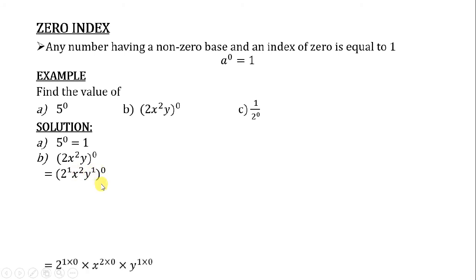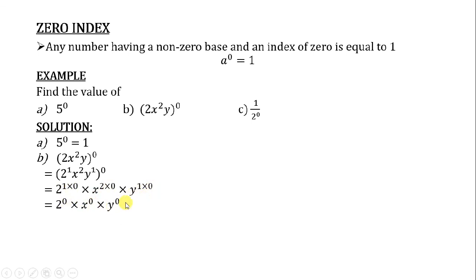Using the index of an index, what are we supposed to do? Multiply each of the powers by 0. So we have 2 to the power 1 times 0, then x to the power 2 times 0, and then y to the power 1 times 0. When we multiply 1 times 0, we get 0. 2 times 0 gives us 0. 1 times 0 gives us 0.